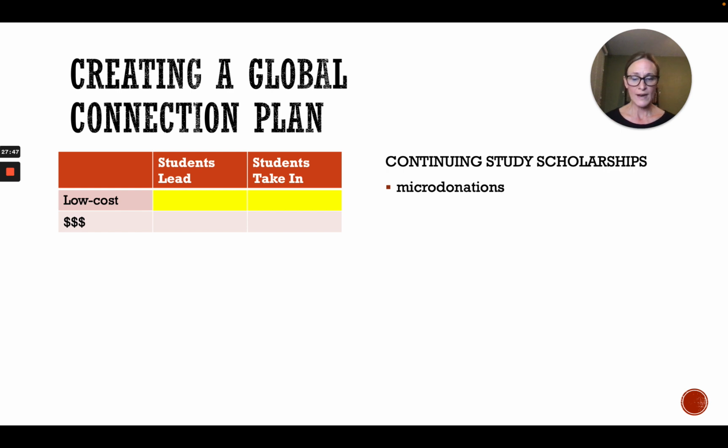So you raise money for continued study in world language. And what you can do is put out on the school newsletter, on a website, on individual emails to families, you can say, we have a $1 campaign going on. We would like everybody who can to donate $1 to this scholarship fund.